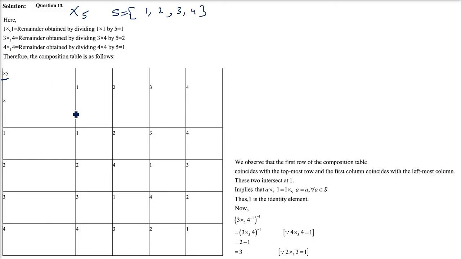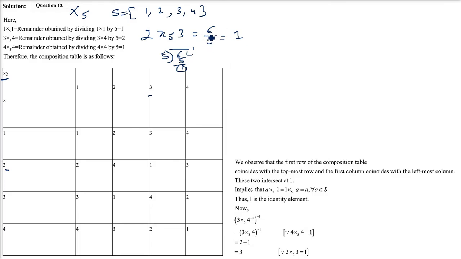I'll tell you one of the values, say 2 and 3 we are taking. So 2 ×5 3 means you have to multiply 2 and 3, that will be 6. You have to divide it by 5 and put the remainder. So 5 ones are 5, and this 1 will be the remainder that you have to put. Right? The other values you are able to put.